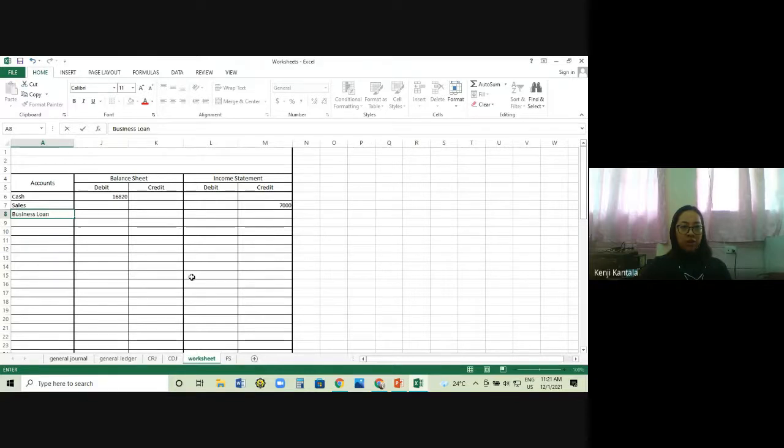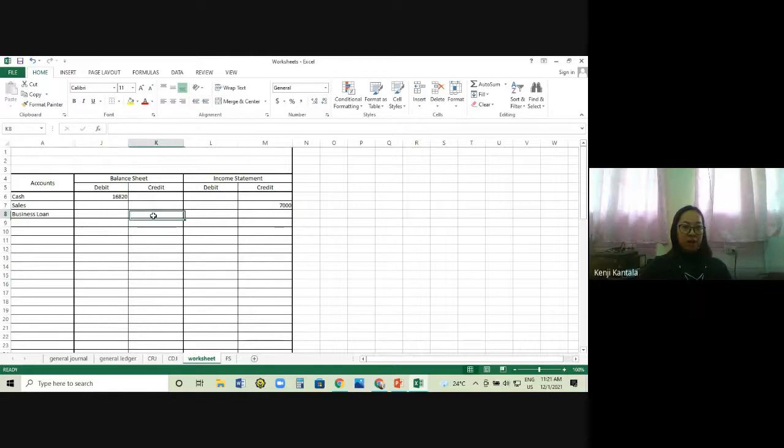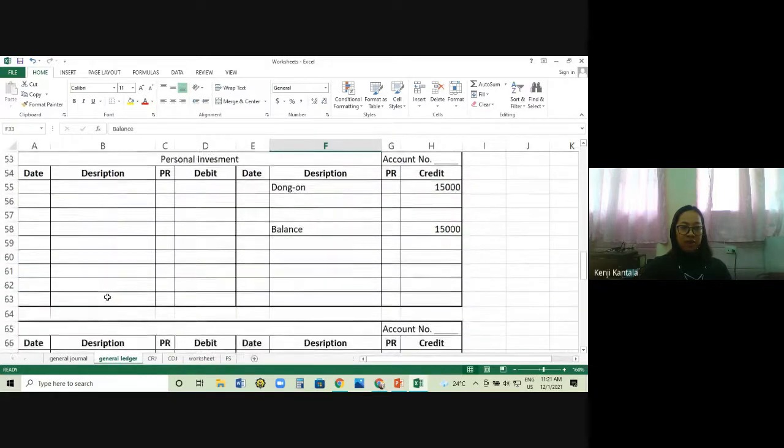Under balance sheet or income statement? Balance sheet, ma'am. Balance sheet. Okay, so that is at 10,000. Personal investment, saan natin ilalagay? Balance sheet. Balance sheet din. Okay, so that is at 15,000 pesos. Ano pa yung nasa general ledger natin?